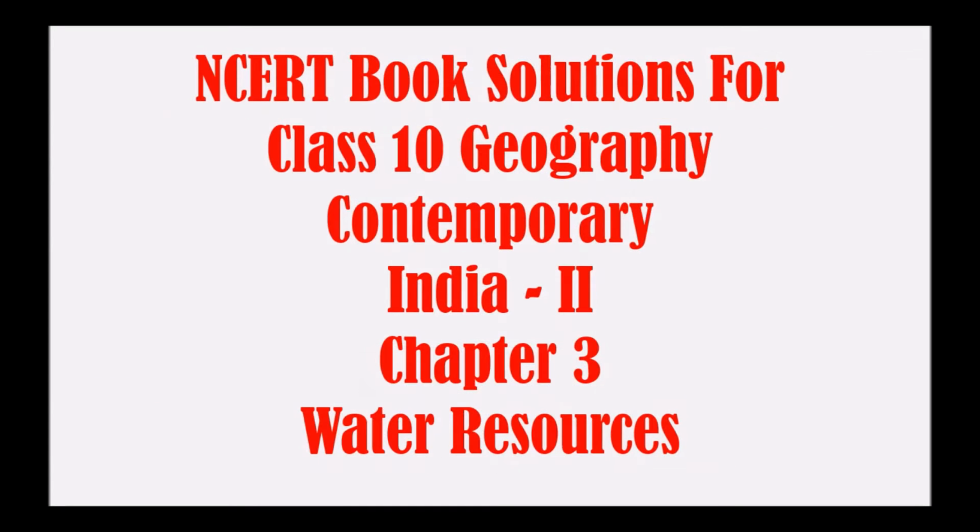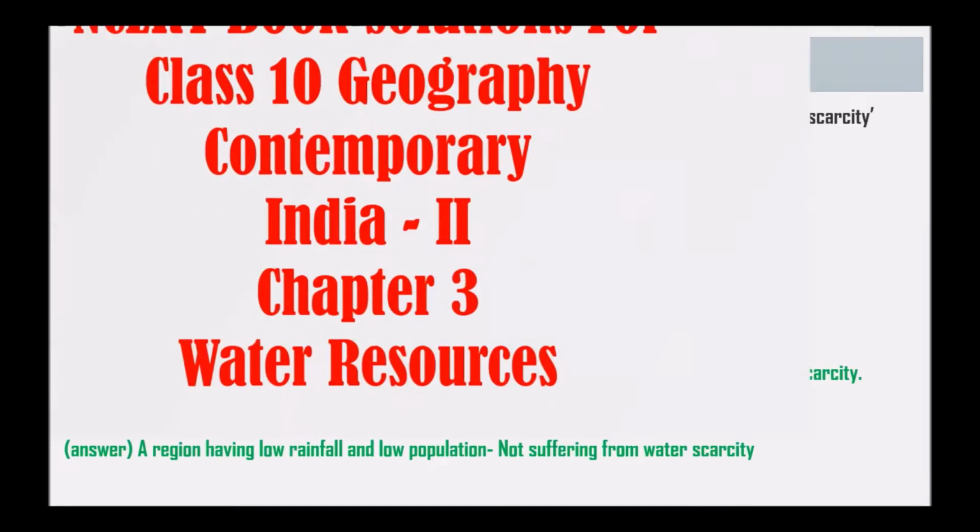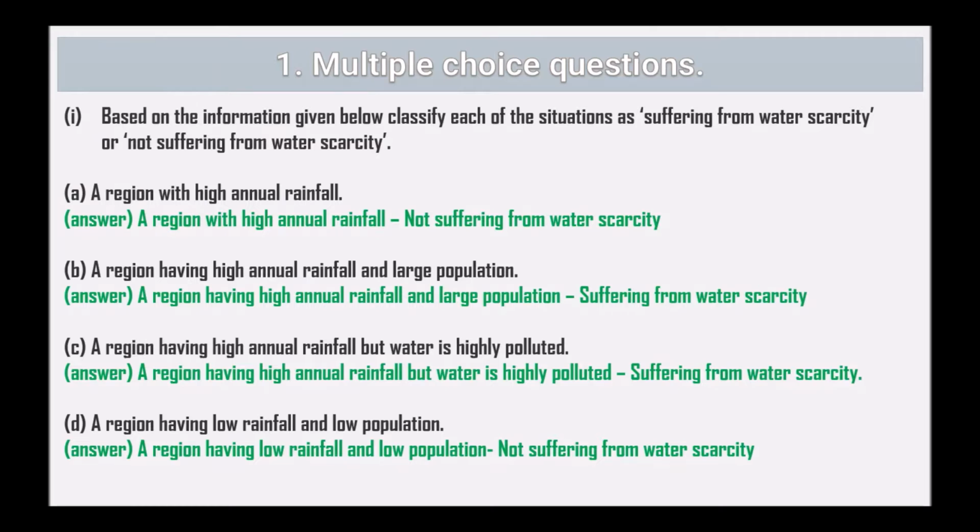Today we will see a video related to NCERT Solution for Class 10 Geography, Contemporary India 2, Chapter 3, Water Resources. Let's solve the textbook exercise. The first question is multiple choice questions. The first one is, based on the information given below, classify each of the situations as suffering from water scarcity or not suffering from water scarcity.